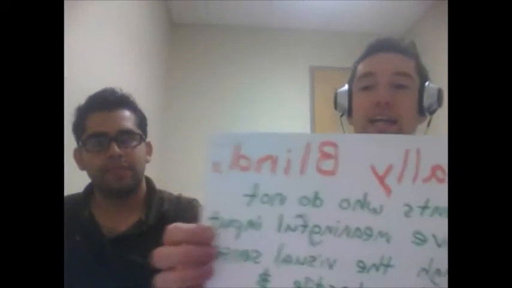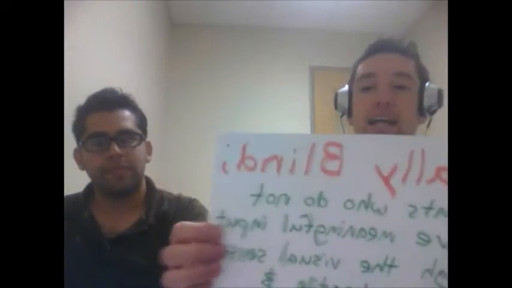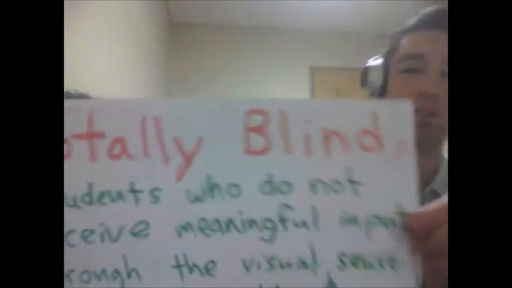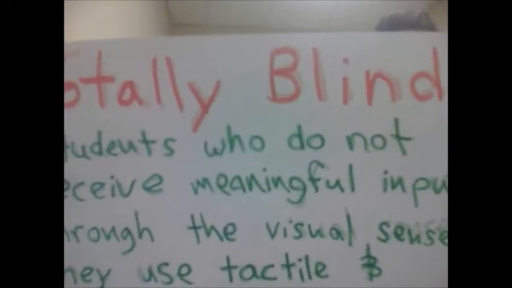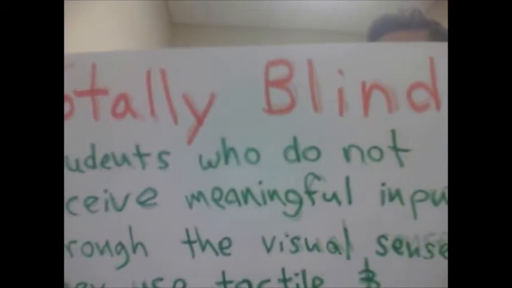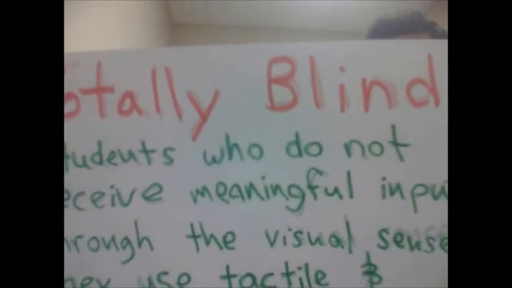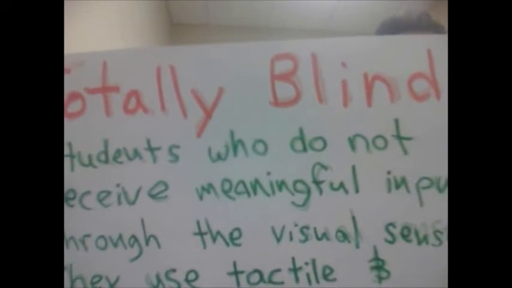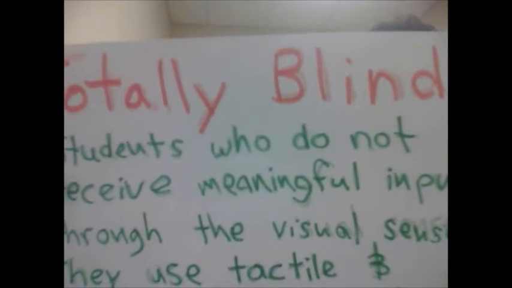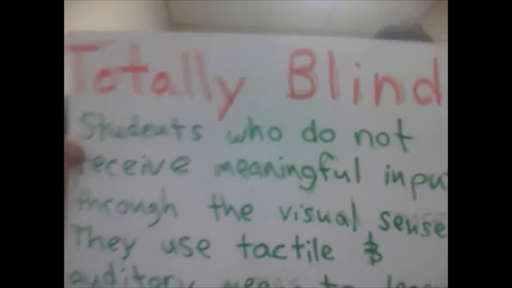Thank you. So, which leads us to our third classification, and that is the totally blind student. Students who do not receive meaningful input through their visual sense would be considered totally blind. Also, they use tactile and auditory means to learn about their environment.